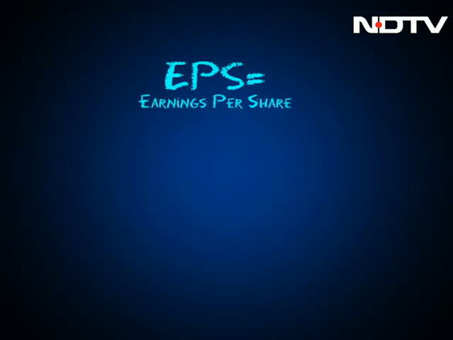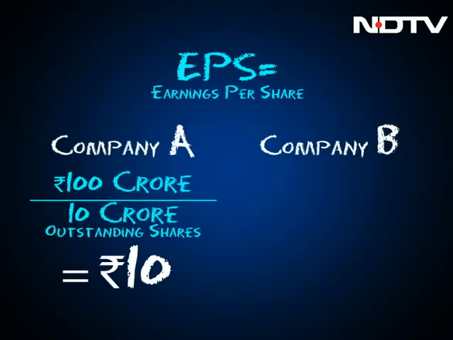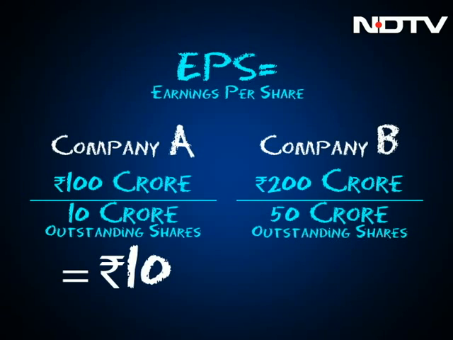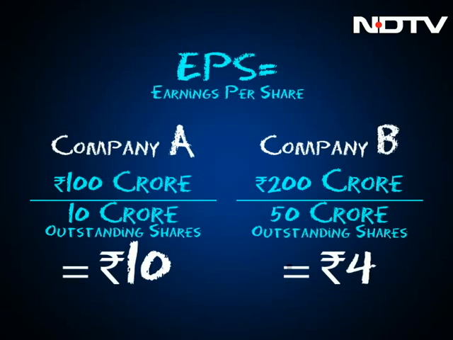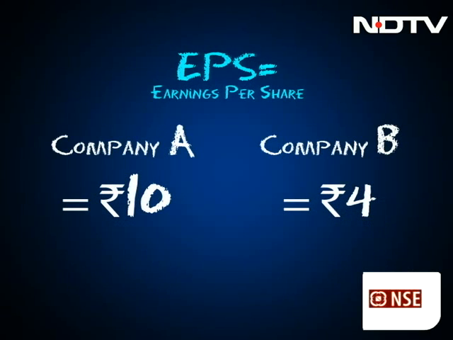Now let's take this example forward and use the EPS to compare two companies. Suppose company B has earned 200 crore rupees as profits and has 50 crore outstanding shares. The earnings per share of this company will be just 4. Hence, though the profits of company B are double that of company A, A will still be seen as a stronger company based on its earnings per share.